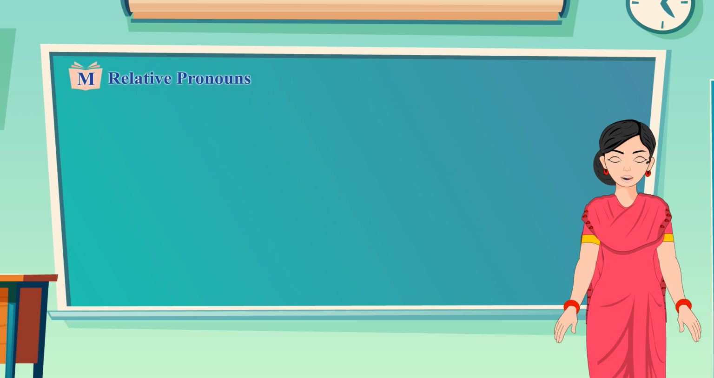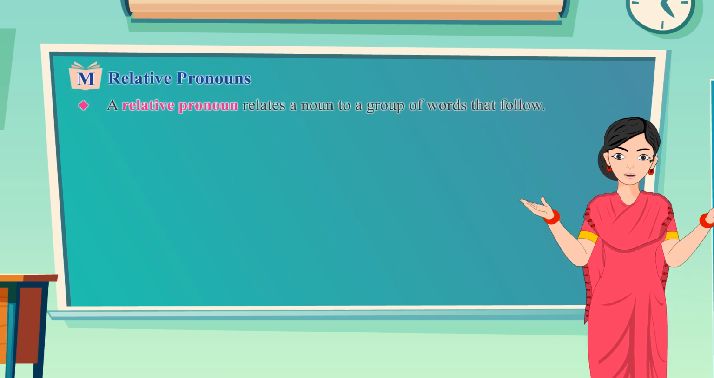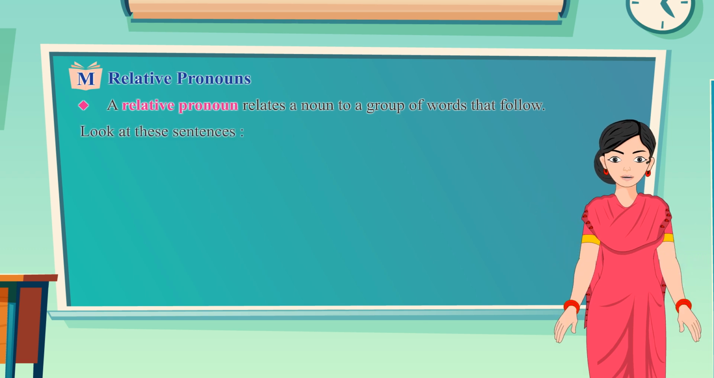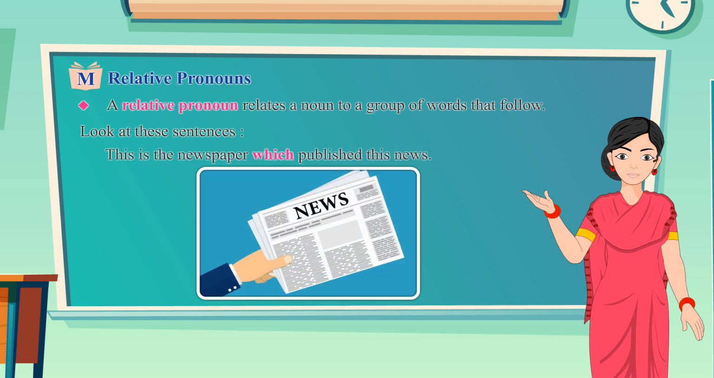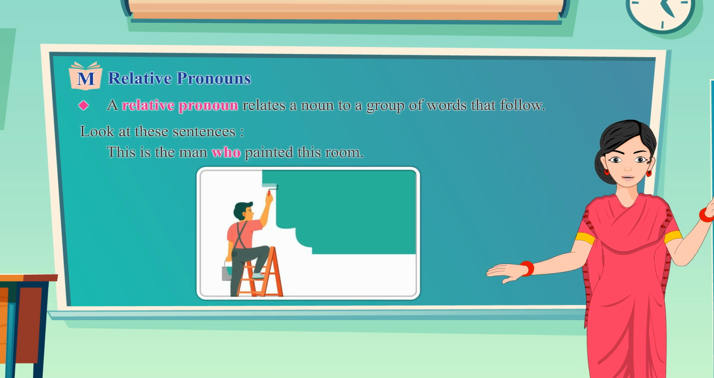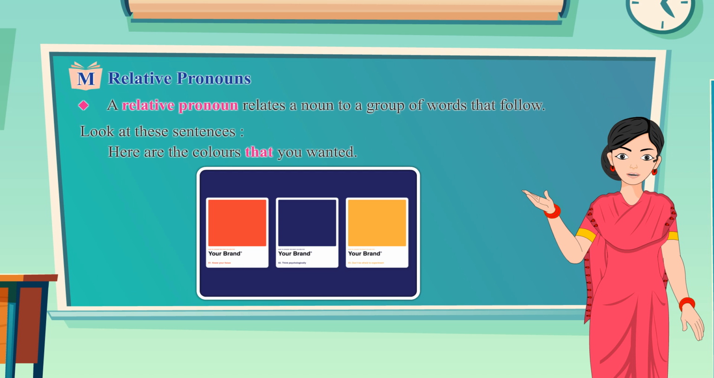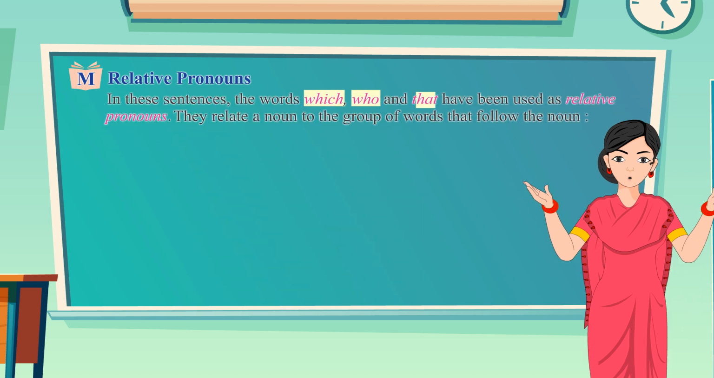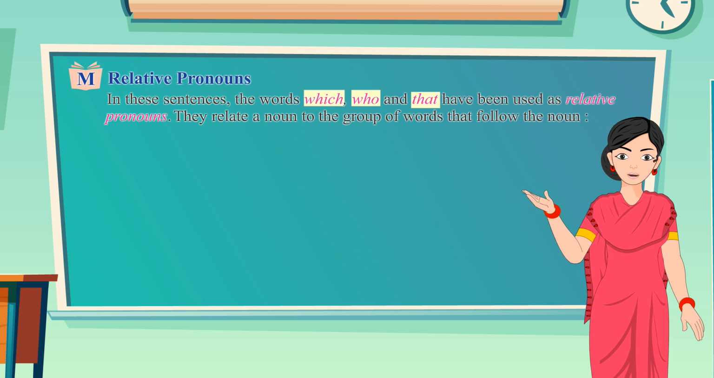Relative pronouns. A relative pronoun relates a noun to a group of words that follow. Look at these sentences. This is the newspaper which published this news. This is the man who painted this room. Here are the colors that you wanted. In these sentences, the words which, who, and that have been used as relative pronouns. They relate a noun to the group of words that follow the noun.